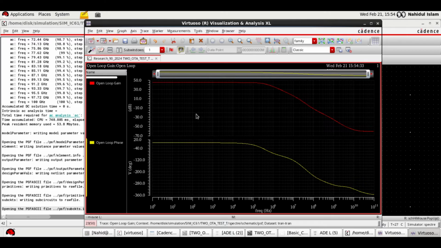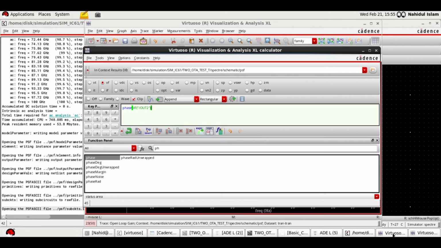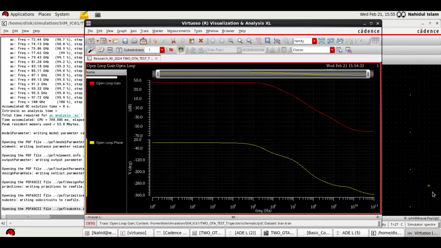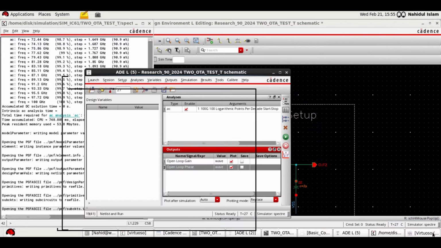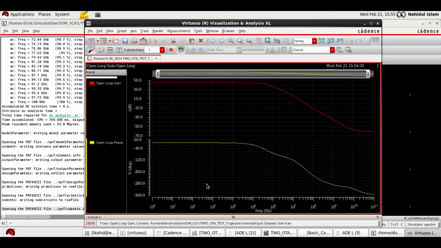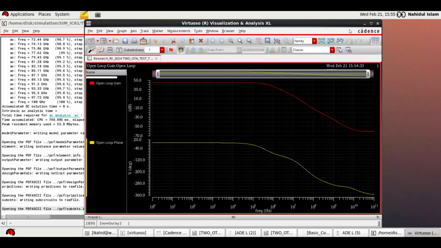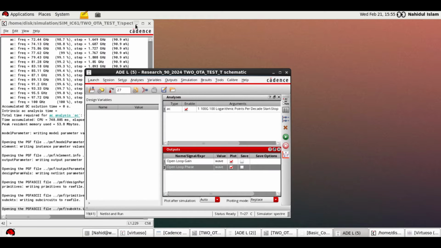And how can we determine the well-known parameters like unity gain bandwidth and unity gain frequency? Because as we know that, once a minute, let's find the document.